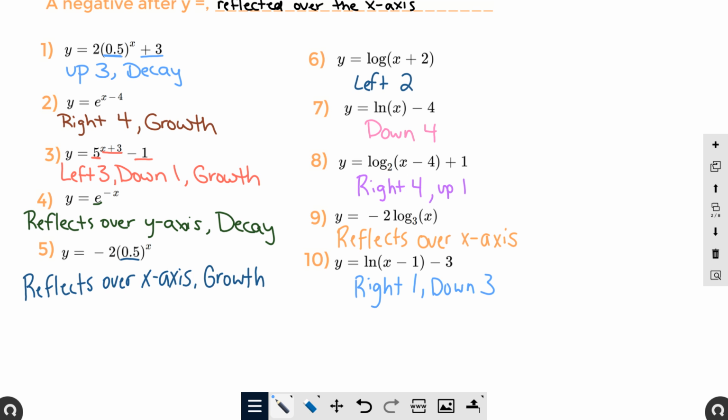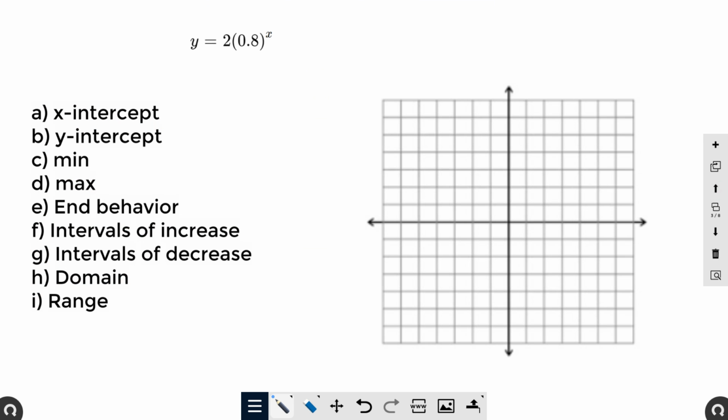Okay, great. So next what we're going to do is we're going to review graphing exponentials and also finding our key features. Yeah, the A through I stuff. So write down the equation. Go ahead and write down what A through I is. And then if you want to write it on graph paper, you can, because we're going to be graphing these.